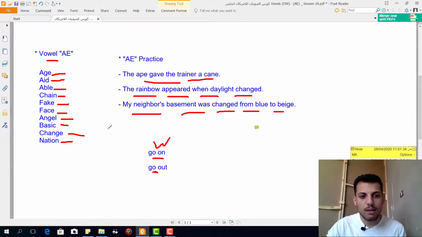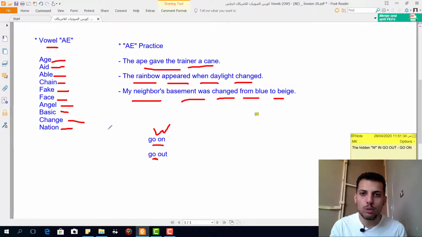And so on. The A sound like age. It's A, right. Age, aid, able, chain, angel, basically. The ape gave the trainer a cane. The rainbow appeared when daylight changed. My neighbor's basement was changed from blue to beige, okay. And when O and O come one after the other in two separate words, there is a wah sound, okay, the hidden W, right, which is go on, come on. Let's go out together, okay, sometimes. Let's hang out together, and so on.